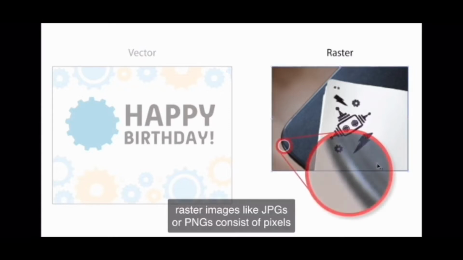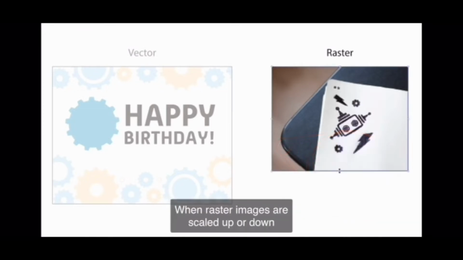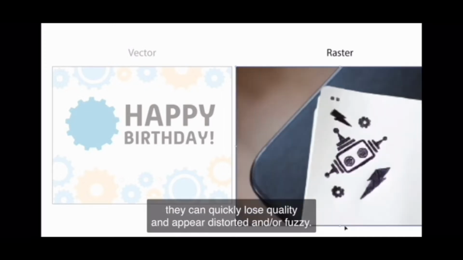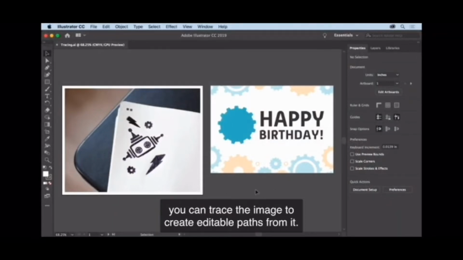Raster images like JPEGs or PNGs consist of pixels, which are aligned on a grid to form an image. When raster images are scaled up or down, they can quickly lose quality and appear distorted or fuzzy. In Illustrator CC, if you want to scale or edit an image, you can trace the image to create editable paths from it. When you do that, you're essentially turning a raster image into vector artwork, which can be easily scaled up or down without losing quality.